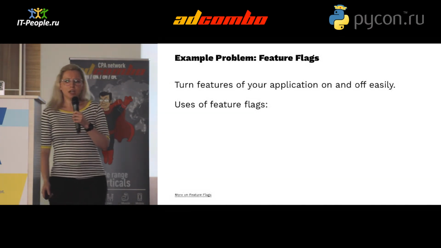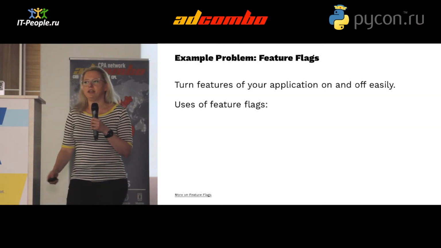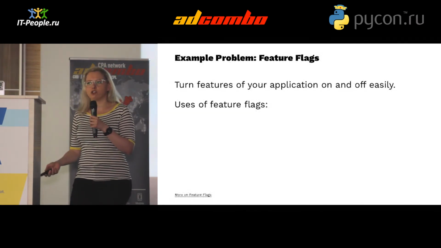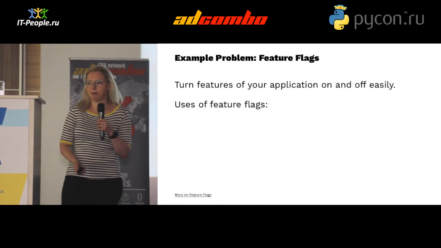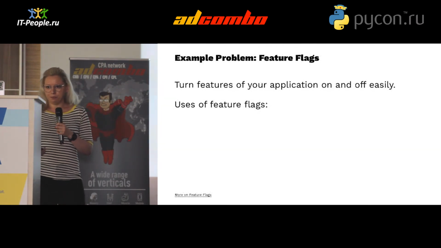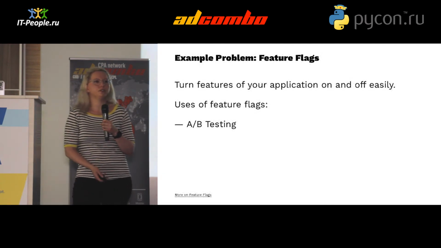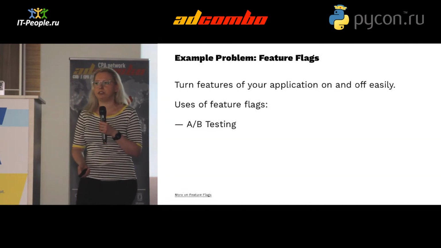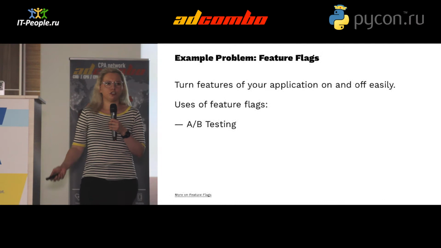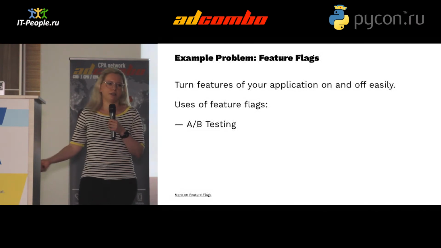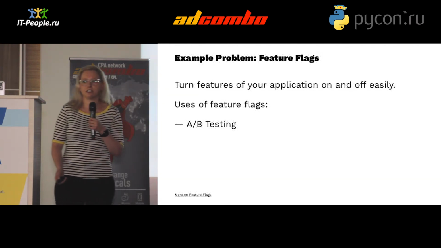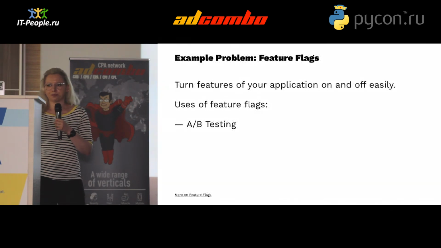So we want to only show the beta homepage to users who have opted in to be beta testers. Or we can use it to perform an A/B test. Maybe 50% of your users see version 1, 50% of your users see version 2. You track the results, and you pick the winner after running your test for a week.